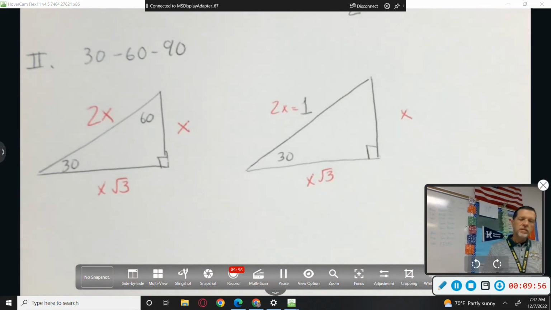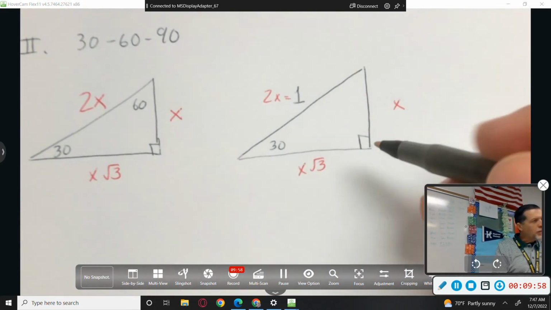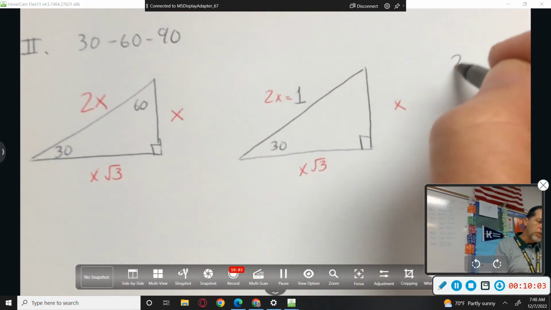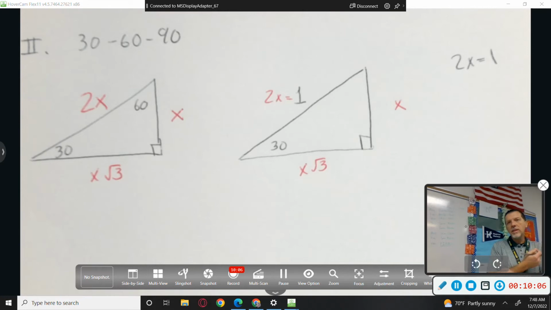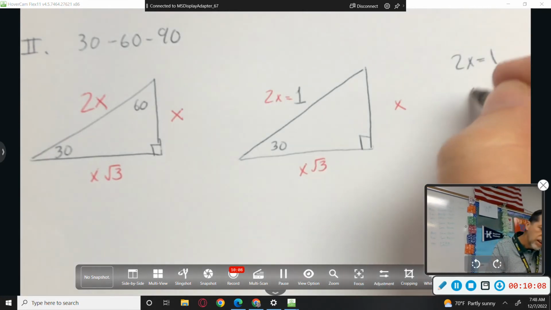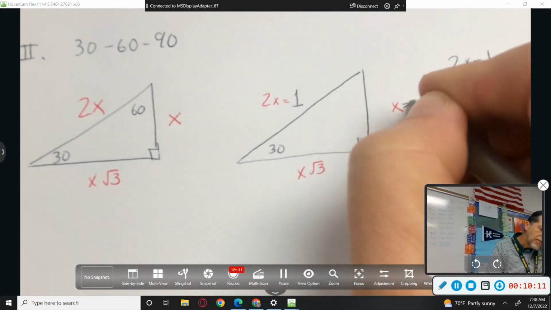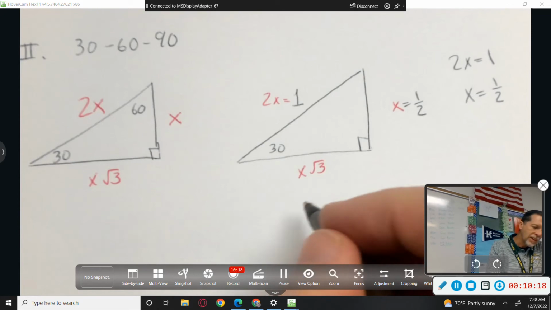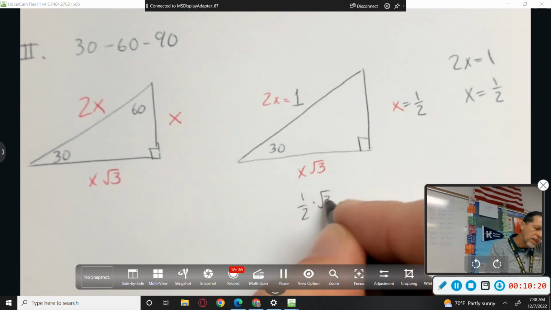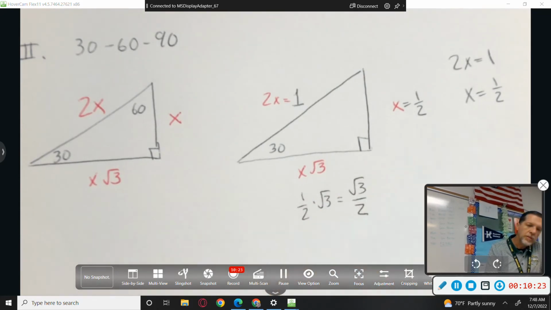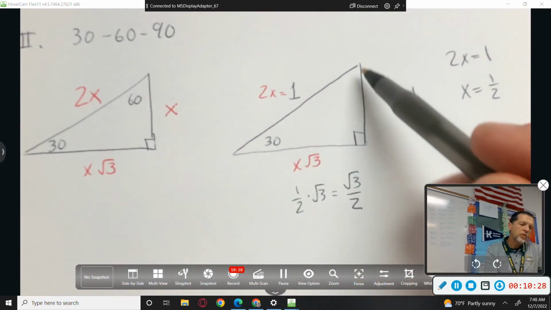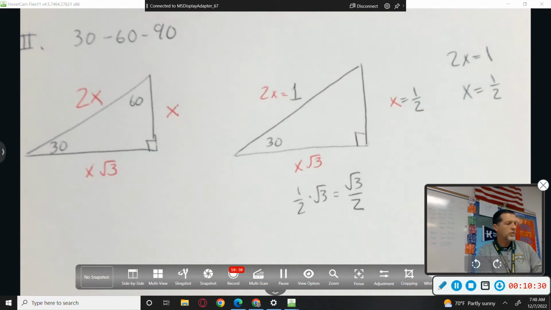So you guys remember doing this in geometry? You kind of matched up what you knew and then used that for the rest of the problem. So if 2x is 1, then x is 1/2. And if x is 1/2, then 1/2 times the square root of 3 is root 3 over 2. So if the hypotenuse is 1, the short side is 1/2, and the long side is root 3 over 2.